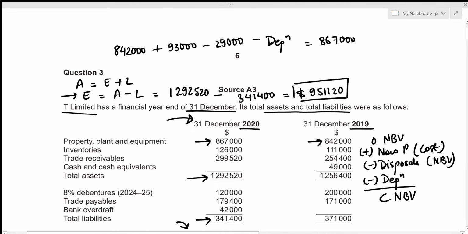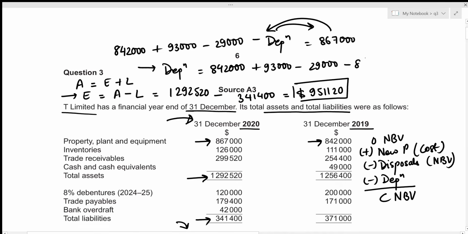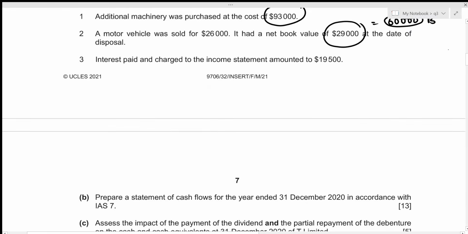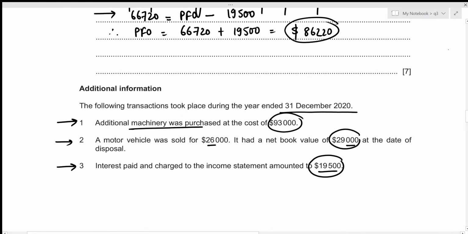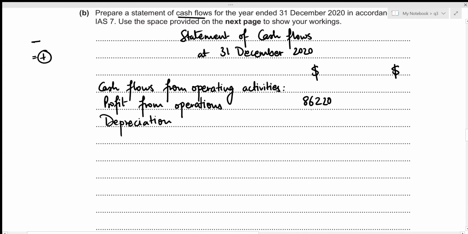So now we can easily figure out depreciation. I'm just bringing this to this side and this amount to this side. So that's going to be 842,000 plus 93,000 minus 29,000 minus 867,000, which results in the depreciation charge for the year to be 64,000. So we need to add this 64,000 back to the profit from operations. Let's do that. So we're adding it.